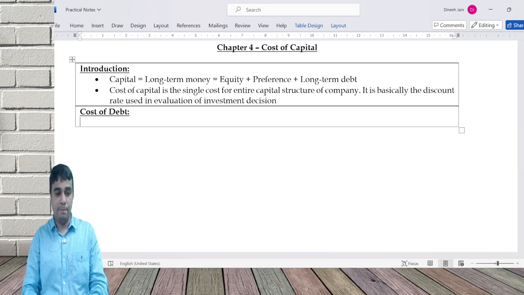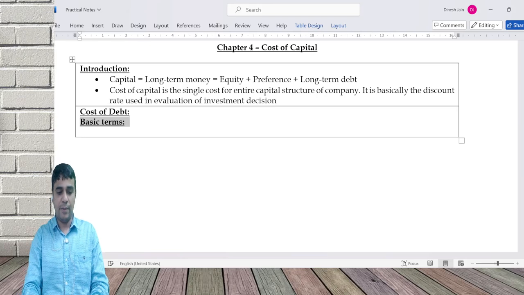Now, cost of debt. Basic terms, you would have come across all these terms. I'm just repeating them.